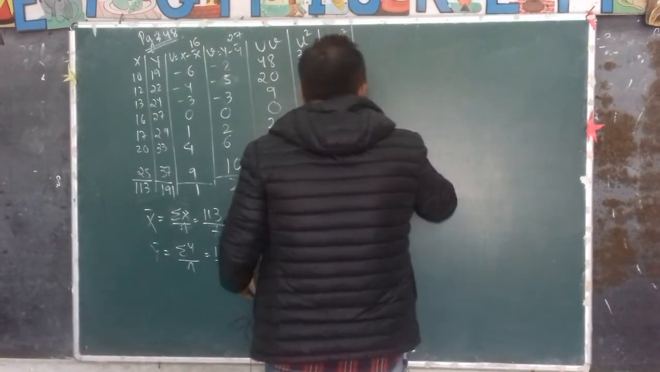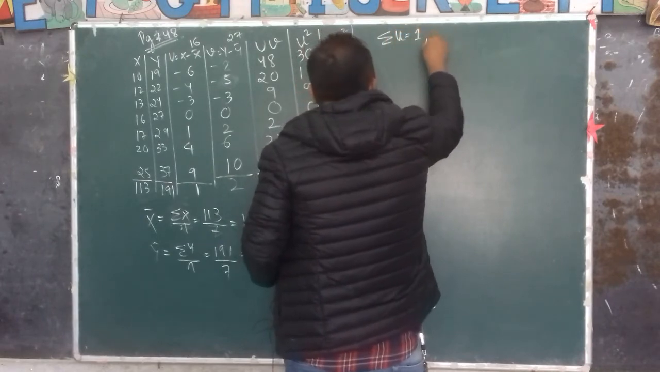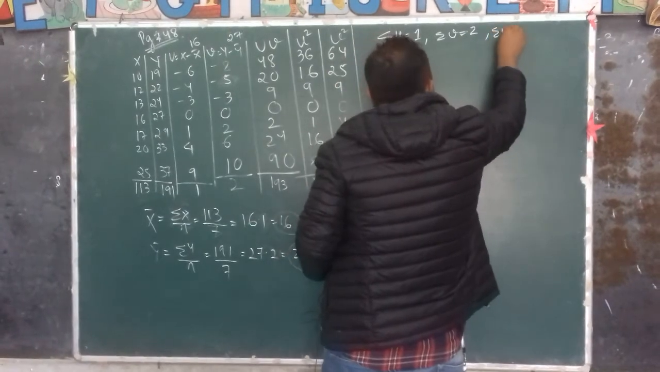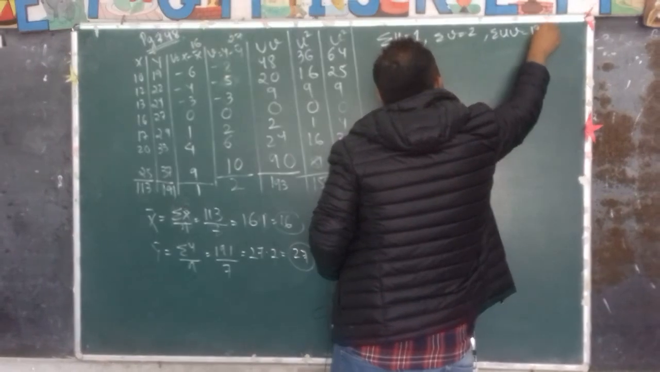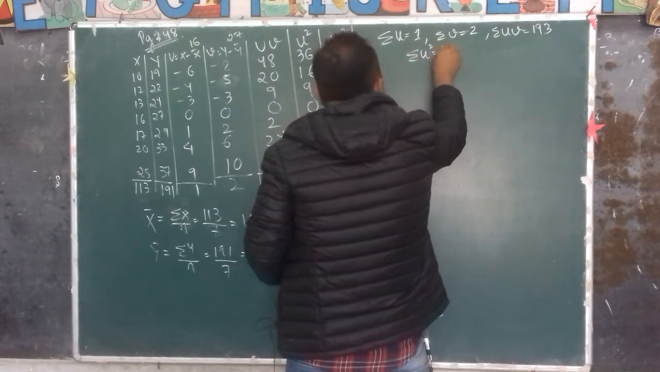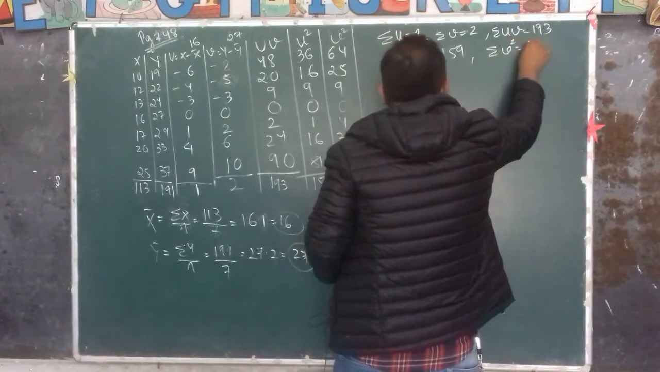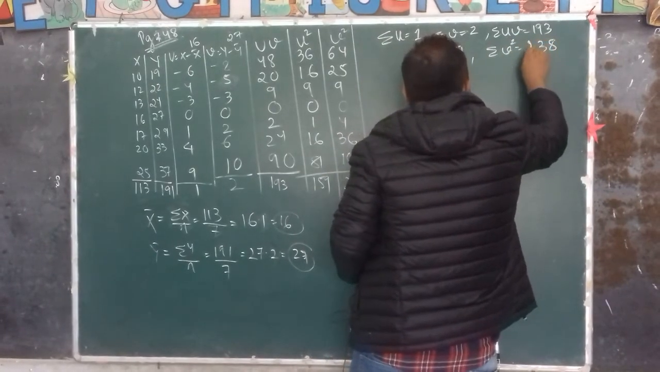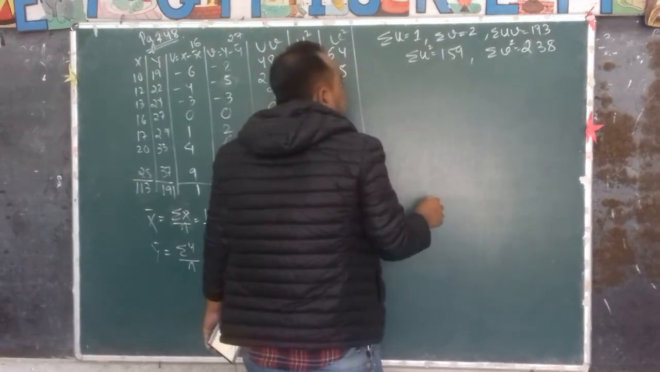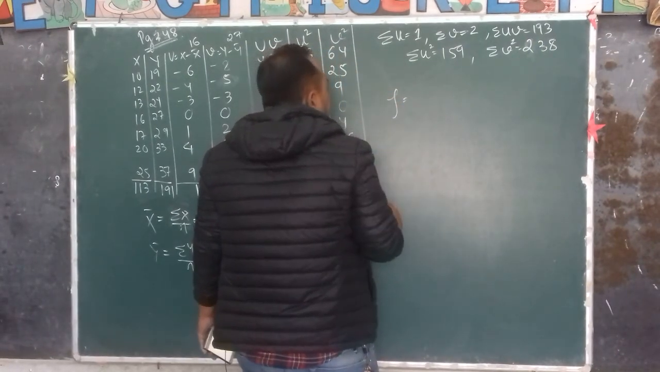So all these data are very important. So what did you get? Summation u is 1, summation v equal to 2, summation uv equal to 193, summation u square equal to 159, and summation v square equal to 238. Now I'll just teach you how to put the values and use your calculator to get the value. So rho, that is Karl Pearson's coefficient of correlation.